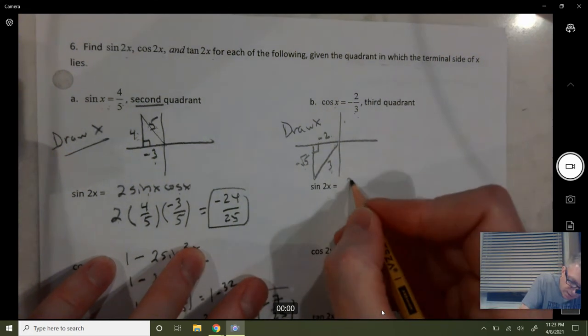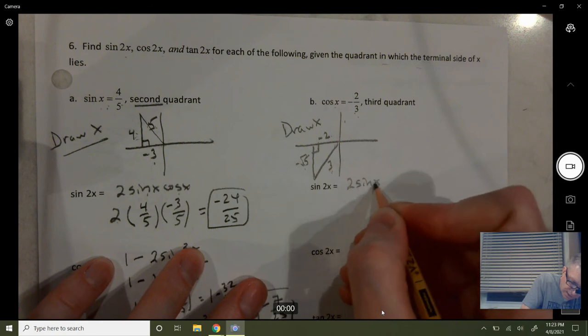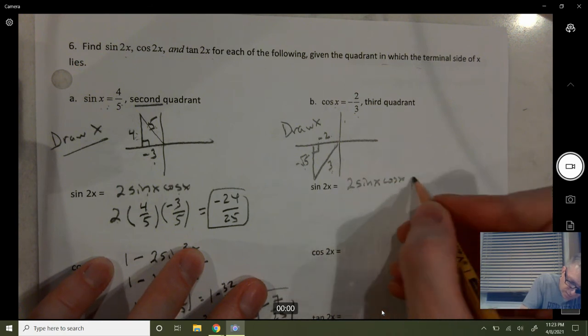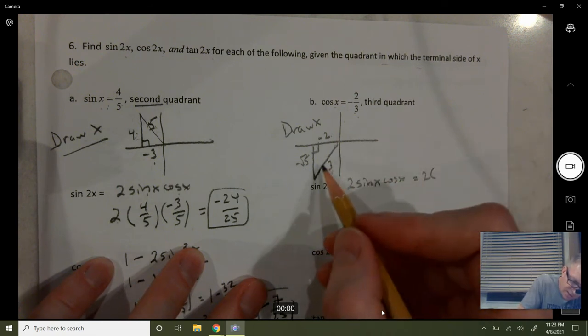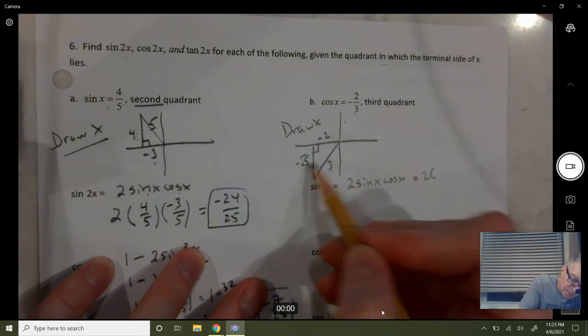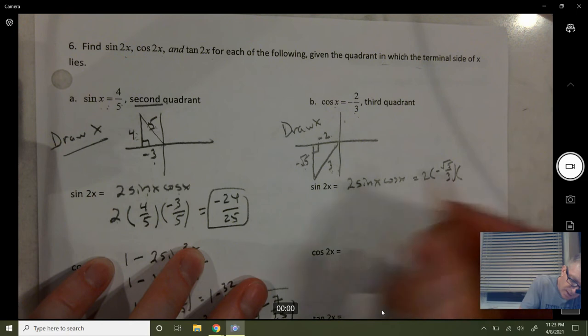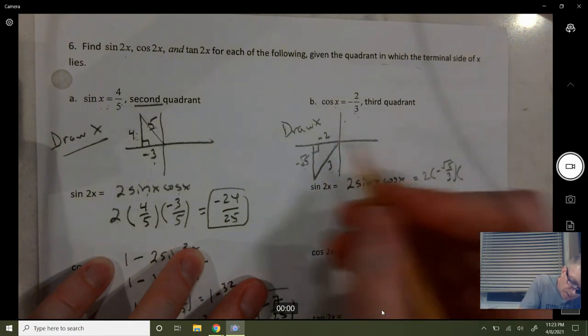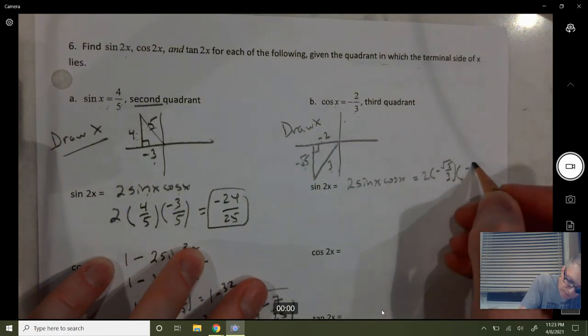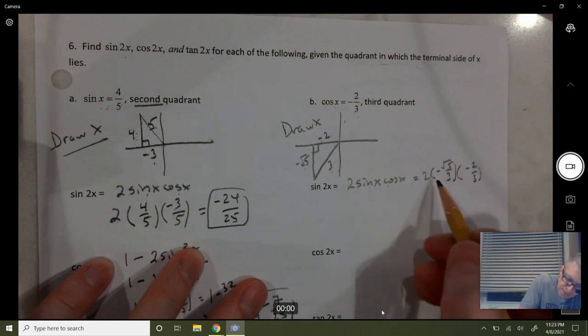Okay, sine of 2x, 2 sine x cosine x, which is 2 times the sine x, is opposite over hypotenuse, so negative rad 5 over 3 times cosine x, which is adjacent over hypotenuse, negative 2 over 3. We get negative times a negative is positive, 4 rad 5 over 9.